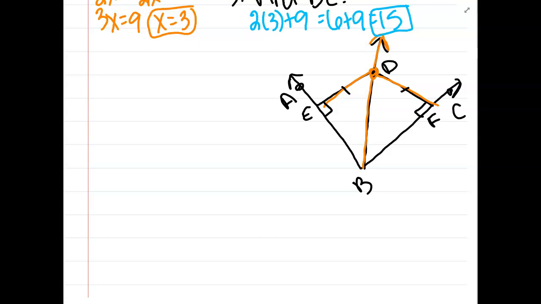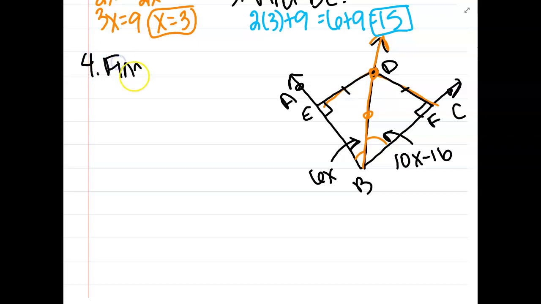Yeah. If this point, and the point doesn't necessarily have to be right there, it could be right here, but if that point is equidistant from the sides of the angle, it means that point is on the angle bisector, which means those two angles are congruent. So, if I were to tell you that this angle in here is 6x, and this angle in here is 10x minus 16, for number 4, how would we find the value of x?